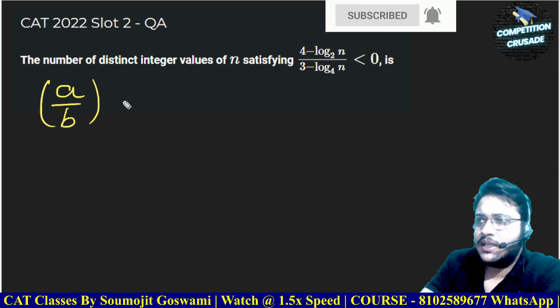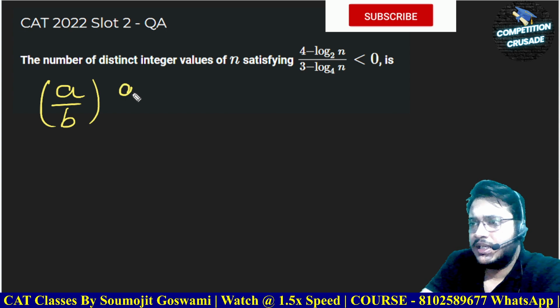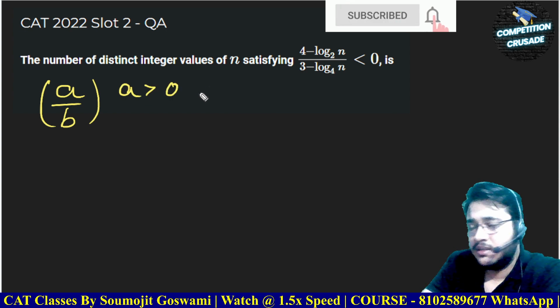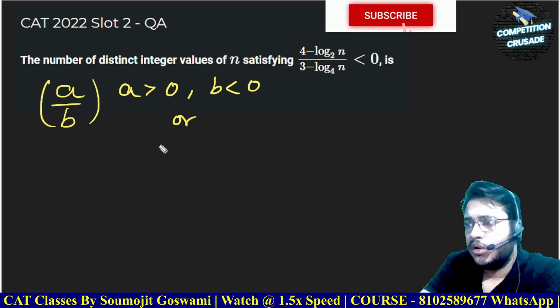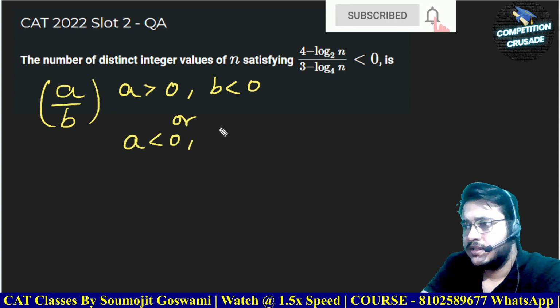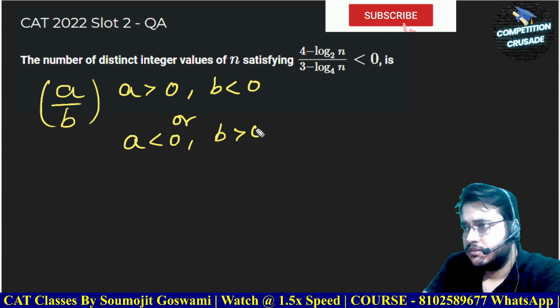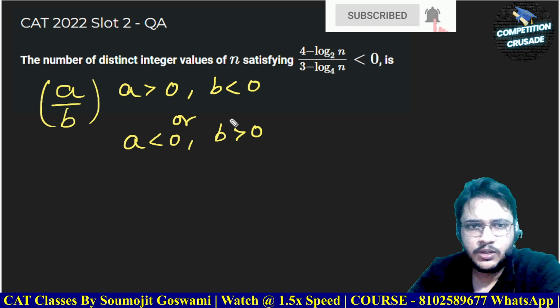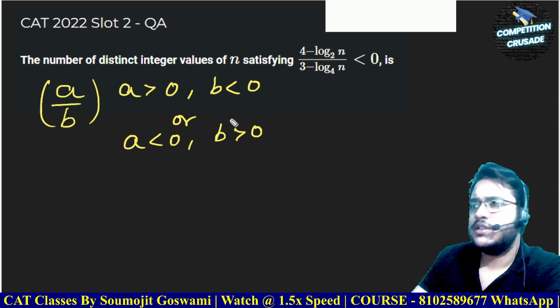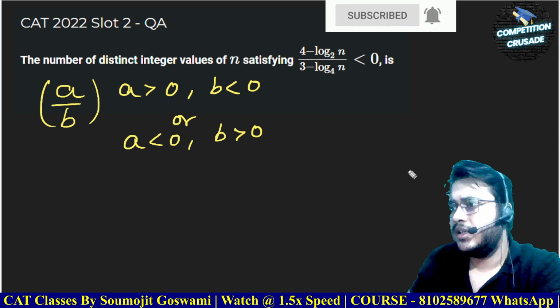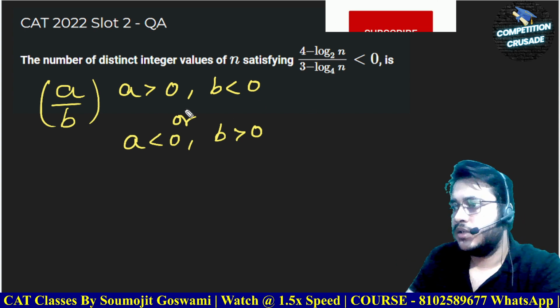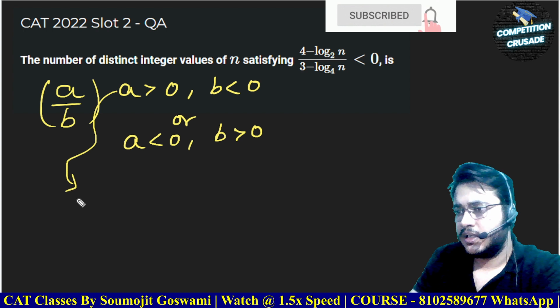Basically, what anybody and everybody needs to understand is, either a is greater than 0 and b less than 0, or a less than 0 and b greater than 0. So one of the two possibilities will satisfy. Now this is not a very difficult question. With this much logic, I think you can solve it in less than 2 minutes. So let's try with the first case.